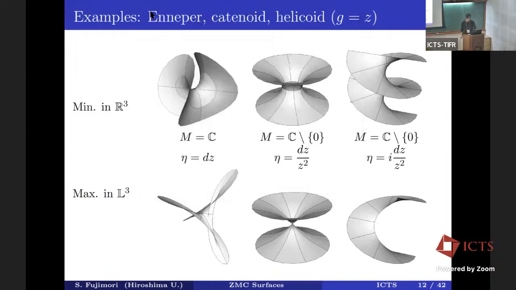So, as I mentioned before, the generic singularities of maxfaces are these 3: cuspidal edge, swallowtail, and cuspidal cross cap. So all 3 appear in the Lorentzian Enneper surface. Okay. And next, consider the catenoid. Let M be C minus 0, and g equal to z, and eta is dz over z squared.